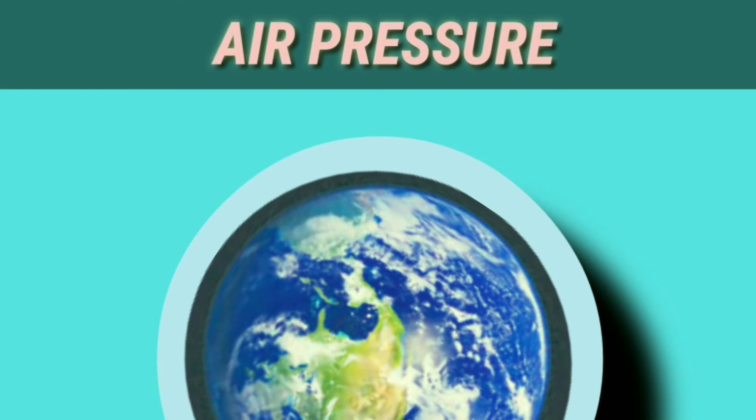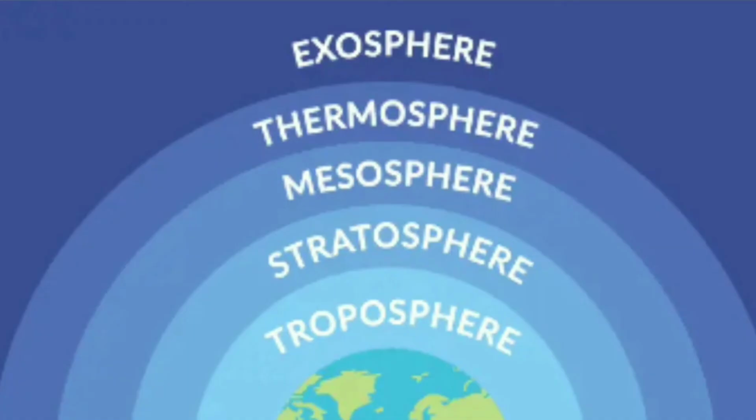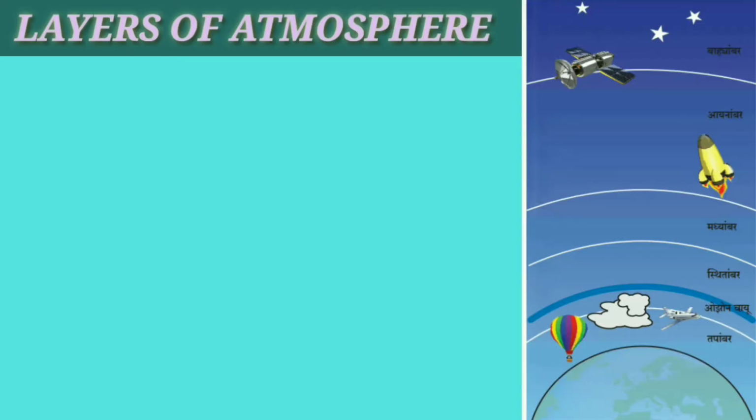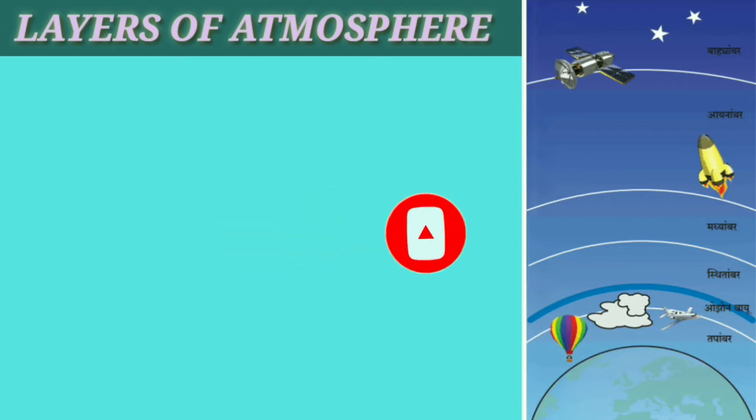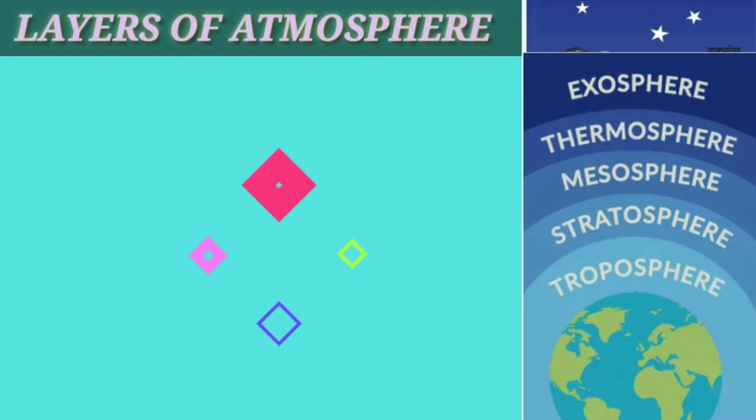Layers of atmosphere. Friends, now we see various layers of atmosphere. The atmosphere around the Earth is divided into 5 groups. These layers of atmosphere are named as troposphere, stratosphere, mesosphere, ionosphere, and exosphere. Now we take the information about all these layers of atmosphere in short.